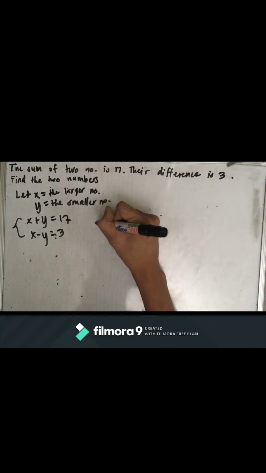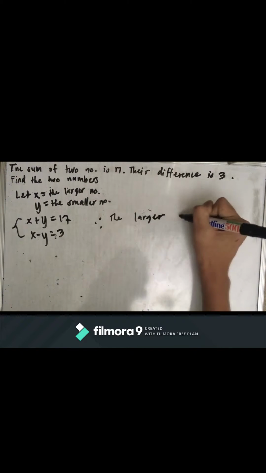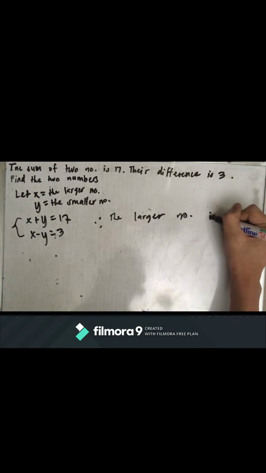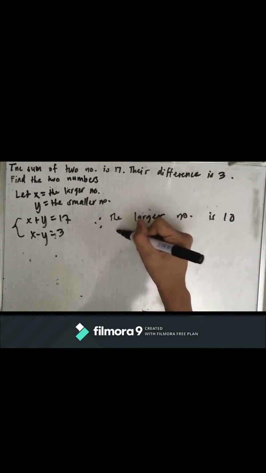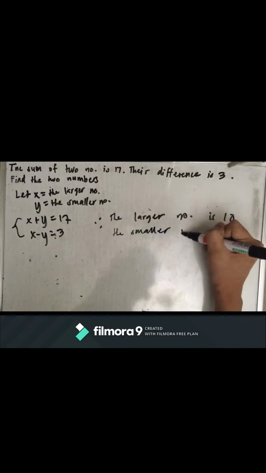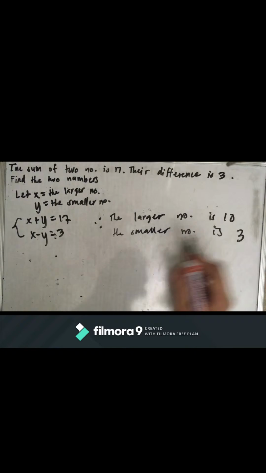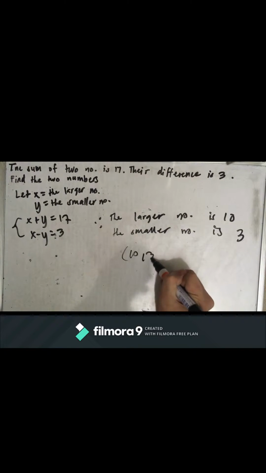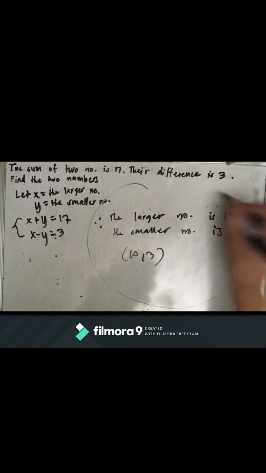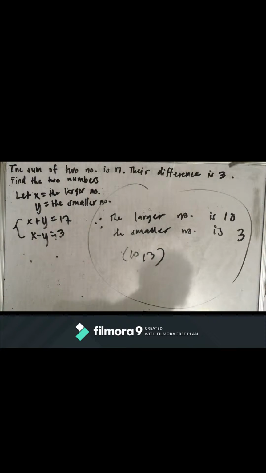So our answer will be the larger number is 10, while the smaller number is 7. So this will be our answer, and that's how you solve linear equalities in two variables.